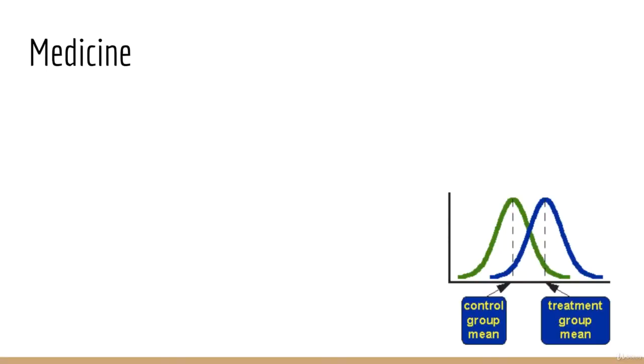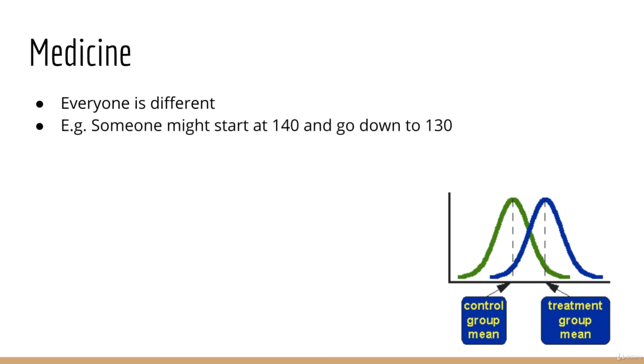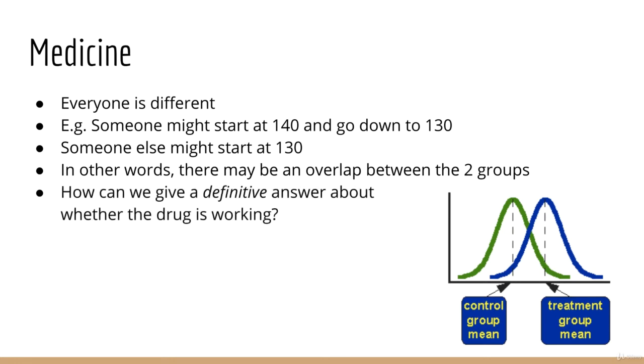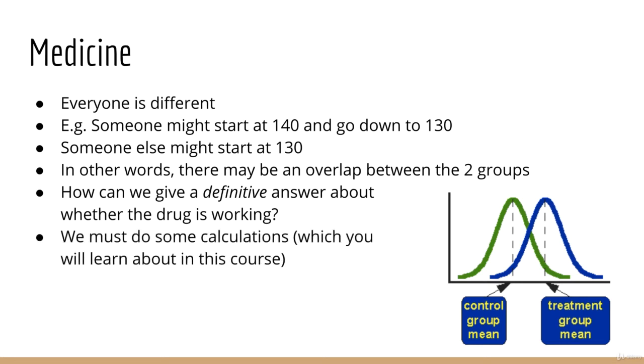It's important to remember that everyone is different. So for example, one person might have a starting blood pressure of 140, and after they take the drug, it goes down to 130. But for another person, they might have a starting blood pressure of 130, and they're in the placebo group, so they take a sugar pill, and their blood pressure remains at 130. In other words, there's going to be some overlap between the two groups. So how can we give you a definitive answer for whether the drug is working or not? Well, the answer is we need to do some calculations. Of course, these calculations are exactly what this course is about. So let's move on to the next example.